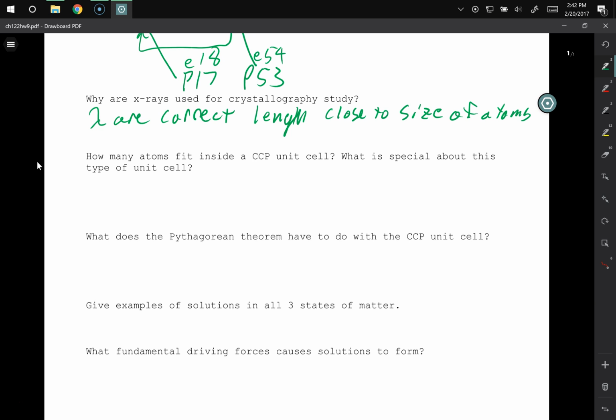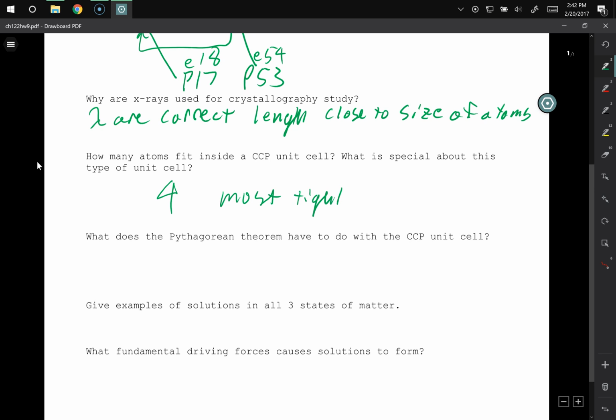How many atoms fit inside the CCP unit cell? What's special about the type of unit cell? 4 and special? Is it 74%? 74% atom. Yeah, and these guys all have the same properties.